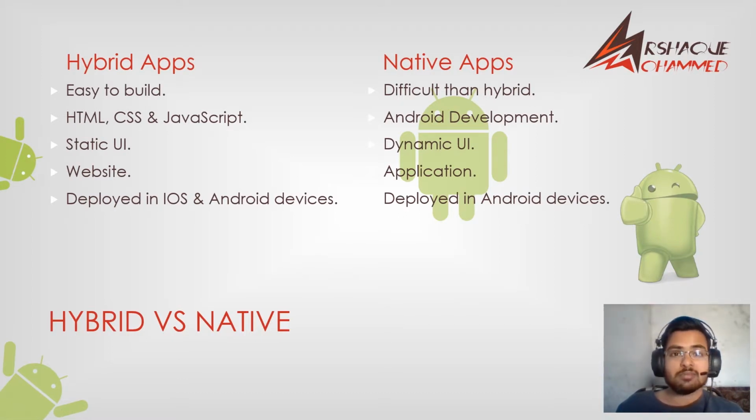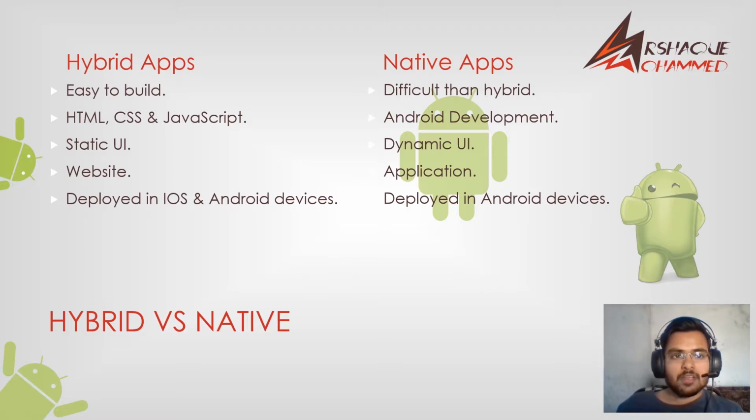Hybrid apps are developed in HTML, CSS, JavaScript, whereas native apps are developed in their particular development tool for a particular operating system. Android development tool for the Android platform, Swift for the iOS platform. Hybrid apps have a static UI. They don't have a dynamic UI. Native apps are both dynamic and static. They can be converted to static and dynamic according to the user's perspective and developer's perspective.